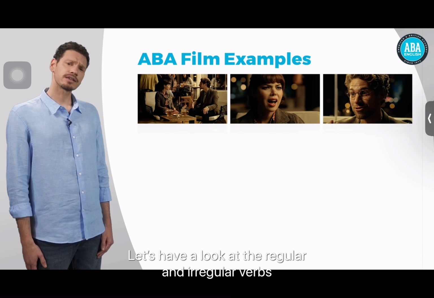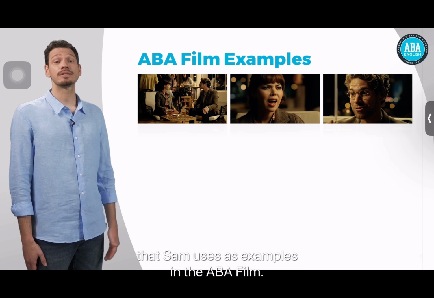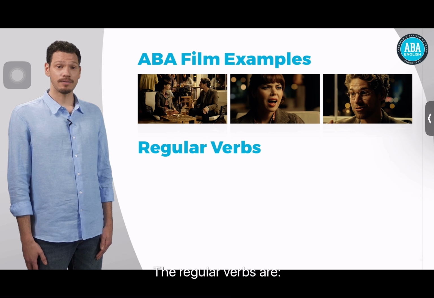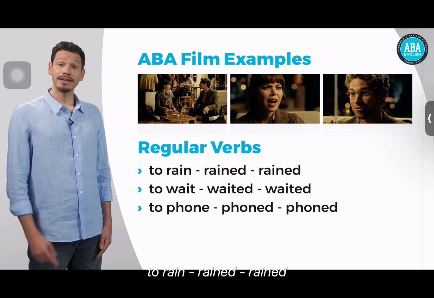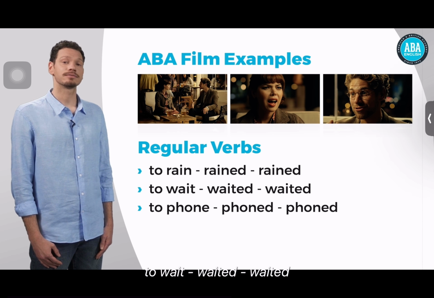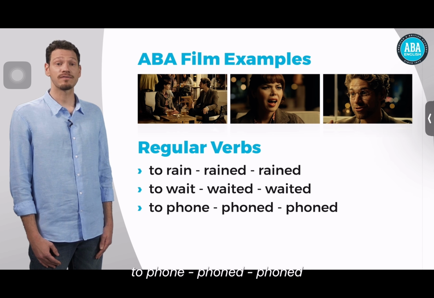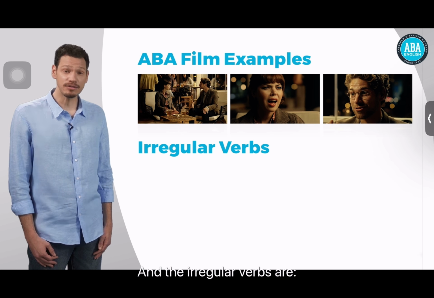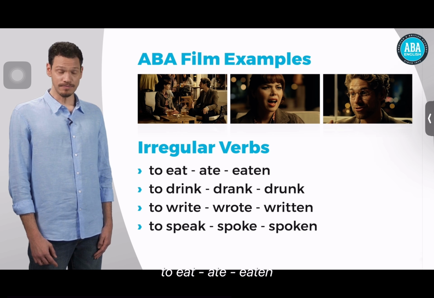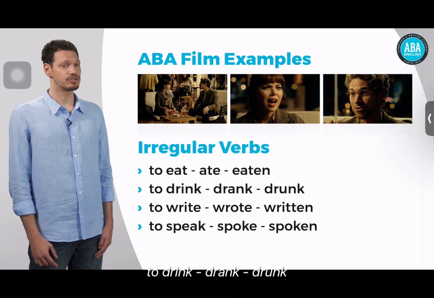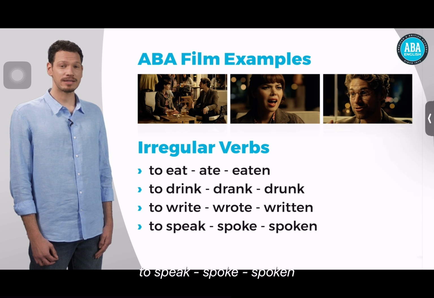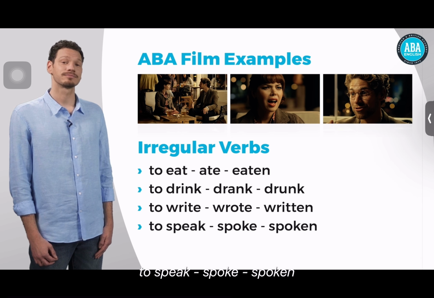Let's have a look at the regular and irregular verbs that Sam uses as examples in the ABBA film. The regular verbs are to rain, rained, rained. To wait, waited, waited. To phone, phoned, phoned. And the irregular verbs are to eat, ate, eaten. To drink, drank, drunk. To write, wrote, written. To speak, spoke, spoken.